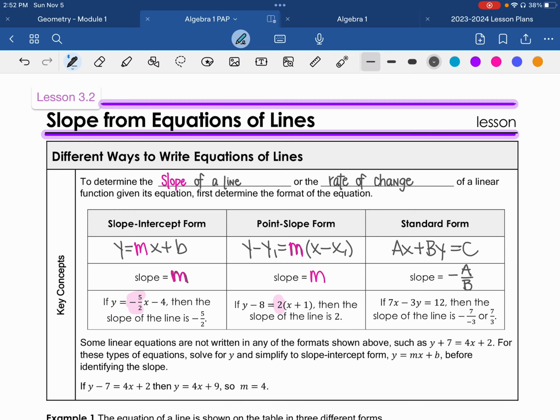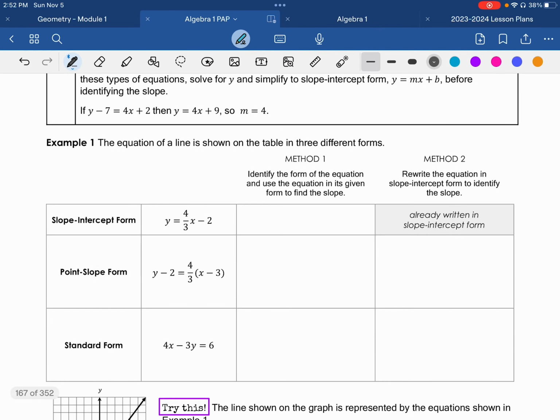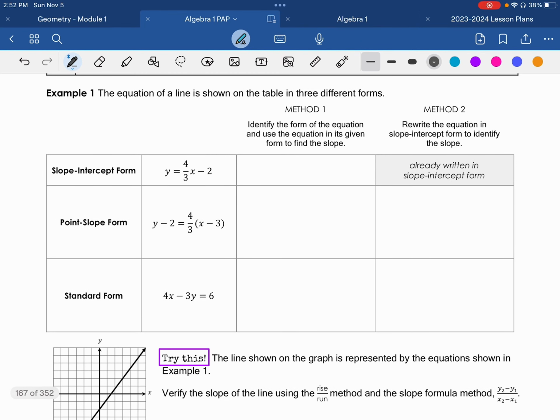Let's give some of these a try. Here we have an equation of a line shown in the table in 3 different forms. They want us to identify the slope of each one. In our first one, we are in slope-intercept form. All we have to do is remember the form, y equals mx plus b, where m is my slope, which means this right here is my slope. The slope is 4 over 3.